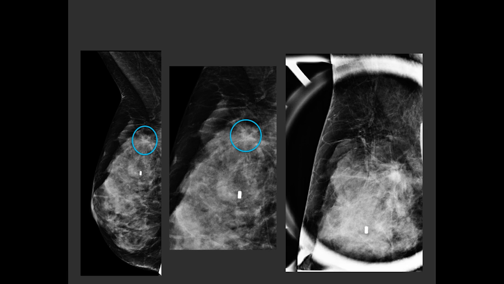And this is a spot compression view of the superior breast, and you can see that the area in question actually became denser, and there even appears to be some architectural distortion associated. And this turned out to be a solid mass on ultrasound, was biopsied, and proven to be an invasive breast cancer.